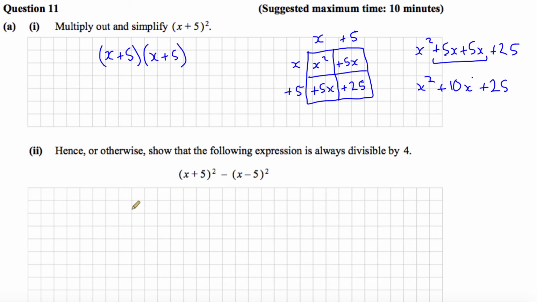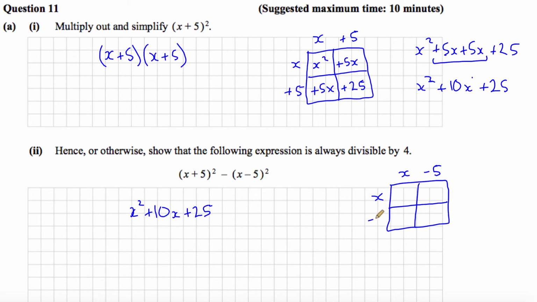So it's going to give us x squared plus 10x plus 25. And then that's going to be minus (x - 5) all squared. So we're going to do that over here. Set up another grid. This time with x minus 5 multiplied by itself. x minus 5.